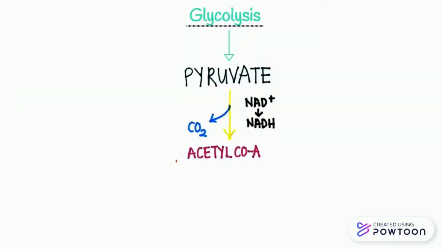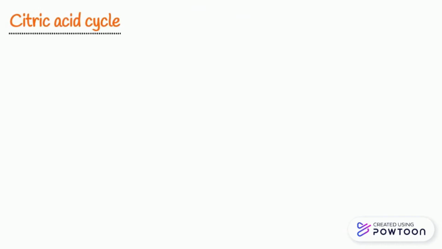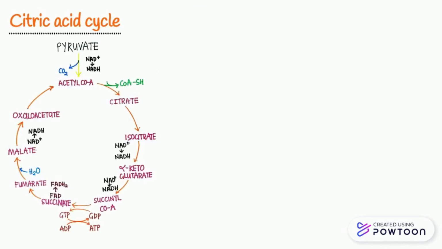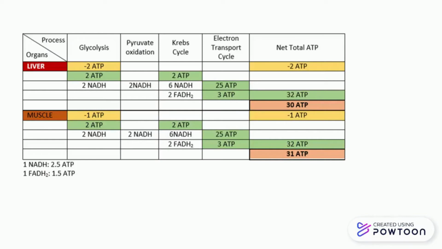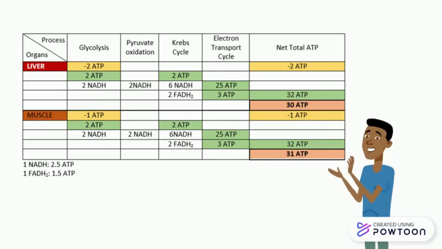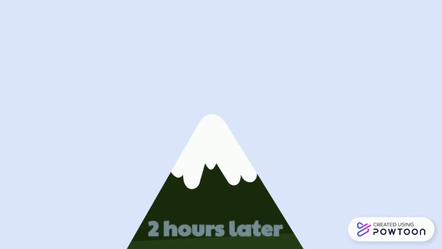The pyruvate molecules produced in glycolysis are further oxidized into acetyl-CoA to be incorporated into the citric acid cycle. It is a crucial process in the metabolic pathway as it generates electrons that can be used to produce ATP in the electron transport chain. Overall, carbohydrate metabolism of glycogen during starvation can produce a net total of 31 ATP, so Jeffrey can proceed on his journey. After the next 2 hours, he reaches the top.